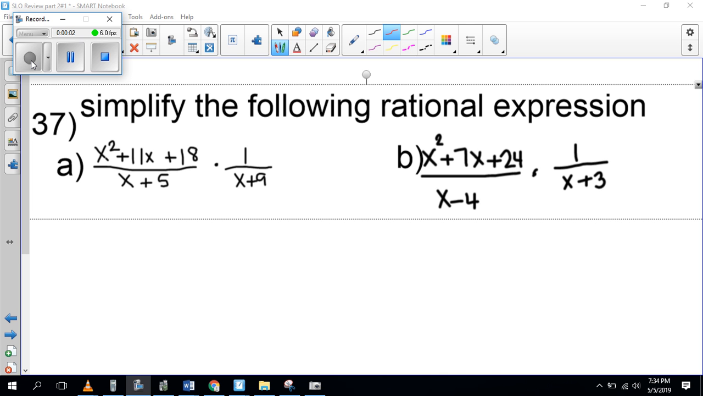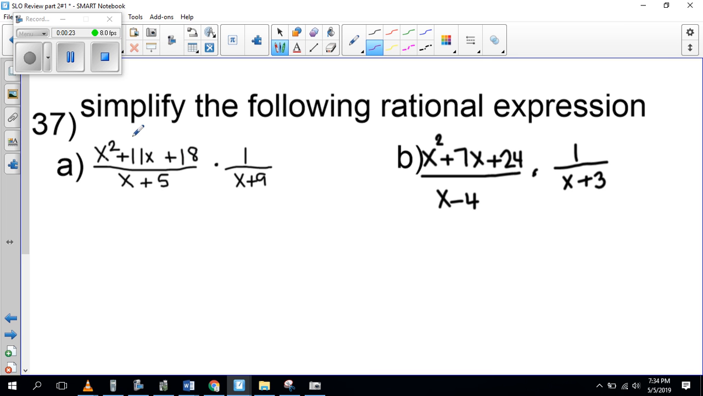Okay, this is number 37 from the SLO example. It says simplify the following rational expressions. So with this one, before we can simplify anything, we've got to look at this. Can anything be factored? And most times, an easy way to recognize if it can be factored is if it has an x squared in it. So I know this one can be factored.